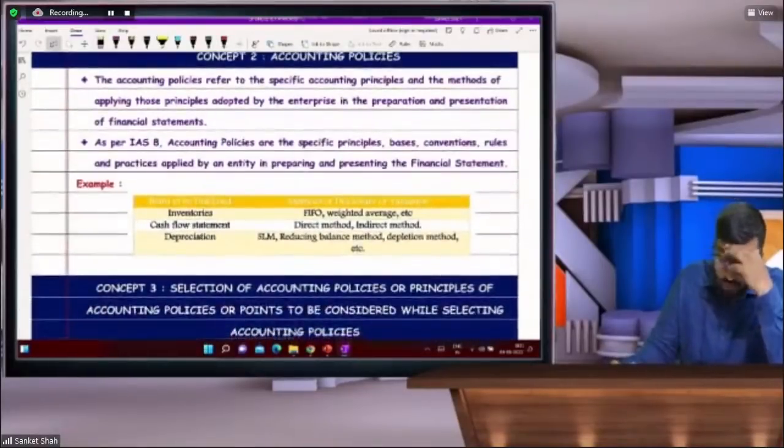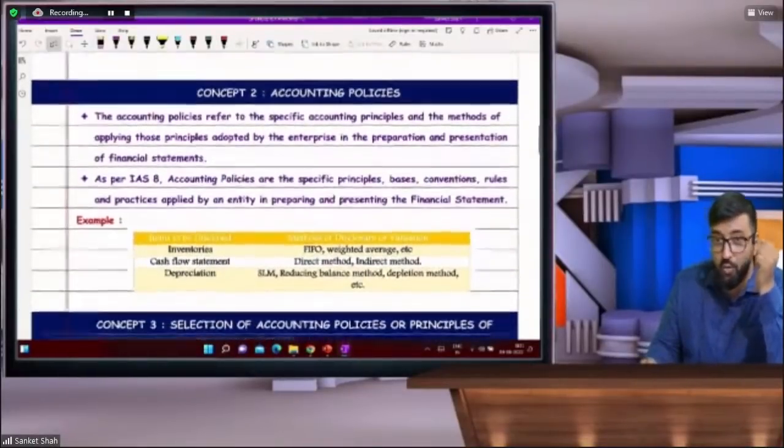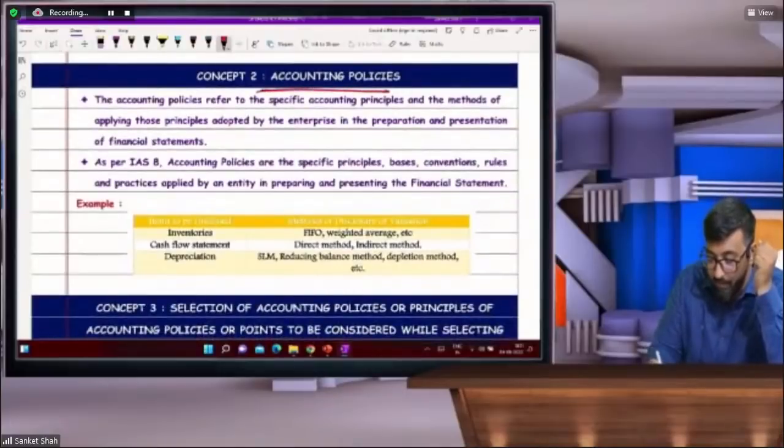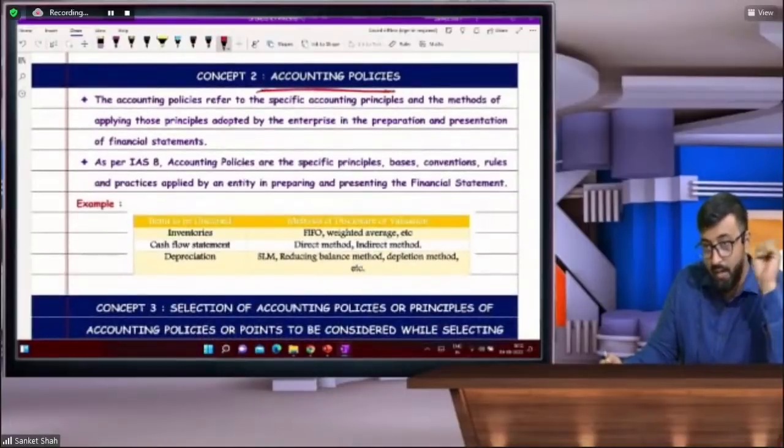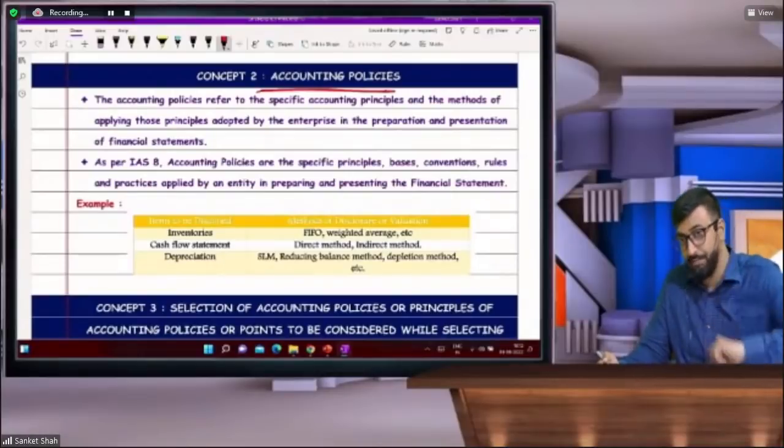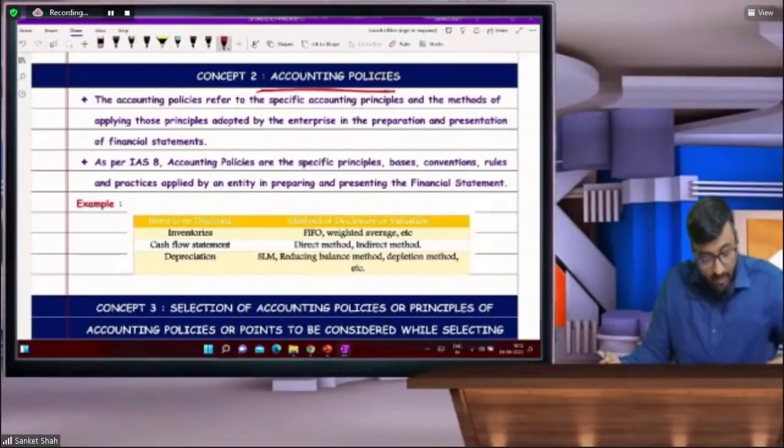Concept of accounting policies. So, sir, this definition you have to remember. I remember in my inter course when I started the first accounting standard, I wrote this definition minimum 8 to 10 times, and I had written that definition in the exam also. It is a very, very important definition. Accounting policies. So what is accounting policies?